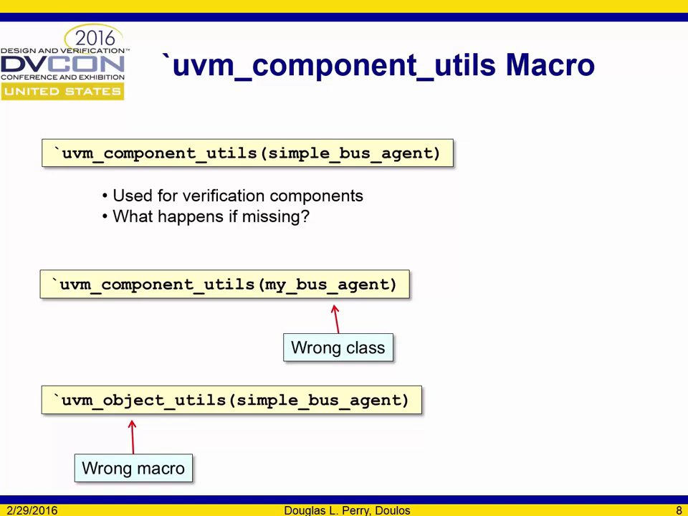All right, now for the components, you use a different macro. You use the component utils macro. And again, what this does is effectively register the class with the factory such that you can override it. And if you don't have this, you're not going to be able to override the class. And the same kind of thing happens. What if it's missing? Well, all of a sudden the constructor doesn't work. If you, again, type the wrong class, same deal. It doesn't register the right class. And of course, if you use the object utils macro instead of the component utils macro, now you're back to basically having an issue with the wrong number of arguments being reported. Even though the class has now been registered with the factory, you're still getting the wrong arguments.